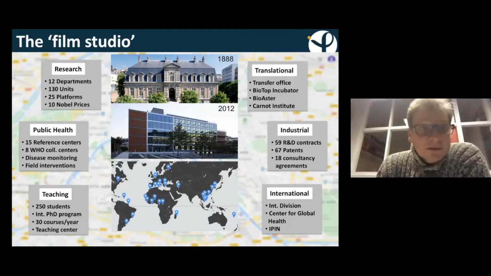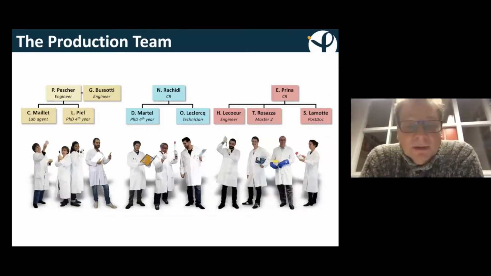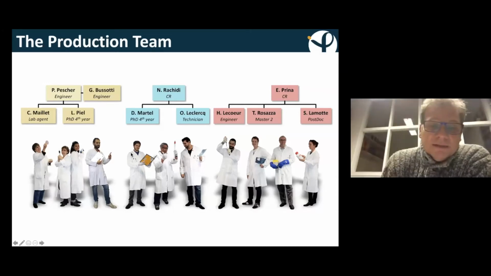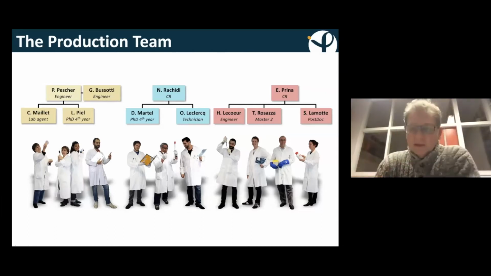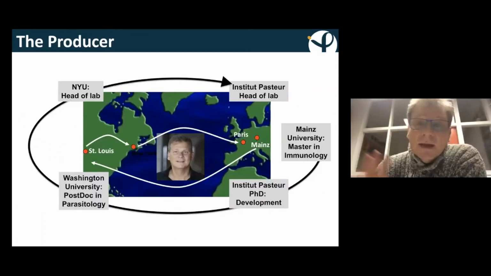So, of course, we need a production team to make this plot, this movie happen. And so this is my team right now. So we have about 12 people. The team is divided in 3 sub-teams that investigate different aspects of Leishmania macrophage interaction. And finally, of course, you have a producer, and I have to say it's me.